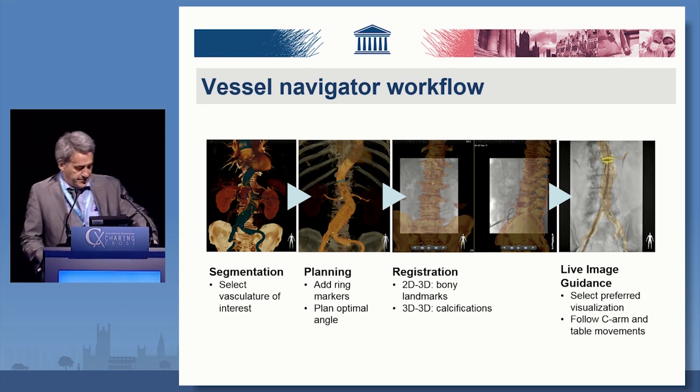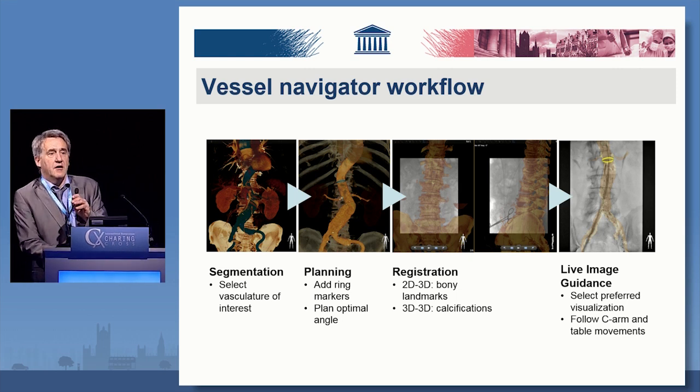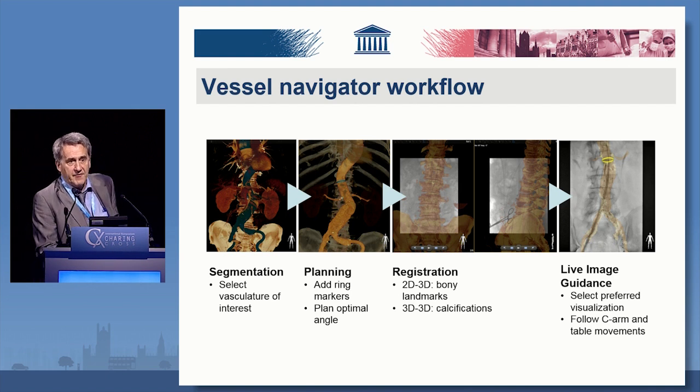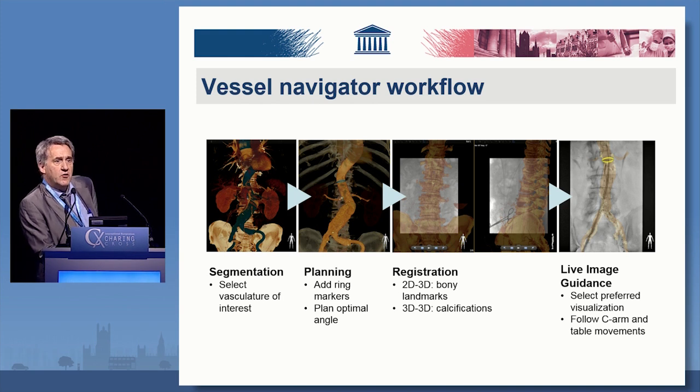The system that Philips developed in order to obtain these goals is the vessel navigator. The vessel navigator is a software tool which enables you to do segmentation, planning, registration, and live guidance in a very, very easy and intuitive way. That's the main advantage of the system, besides the fact that it's precise, of course, also. What does it consist of?